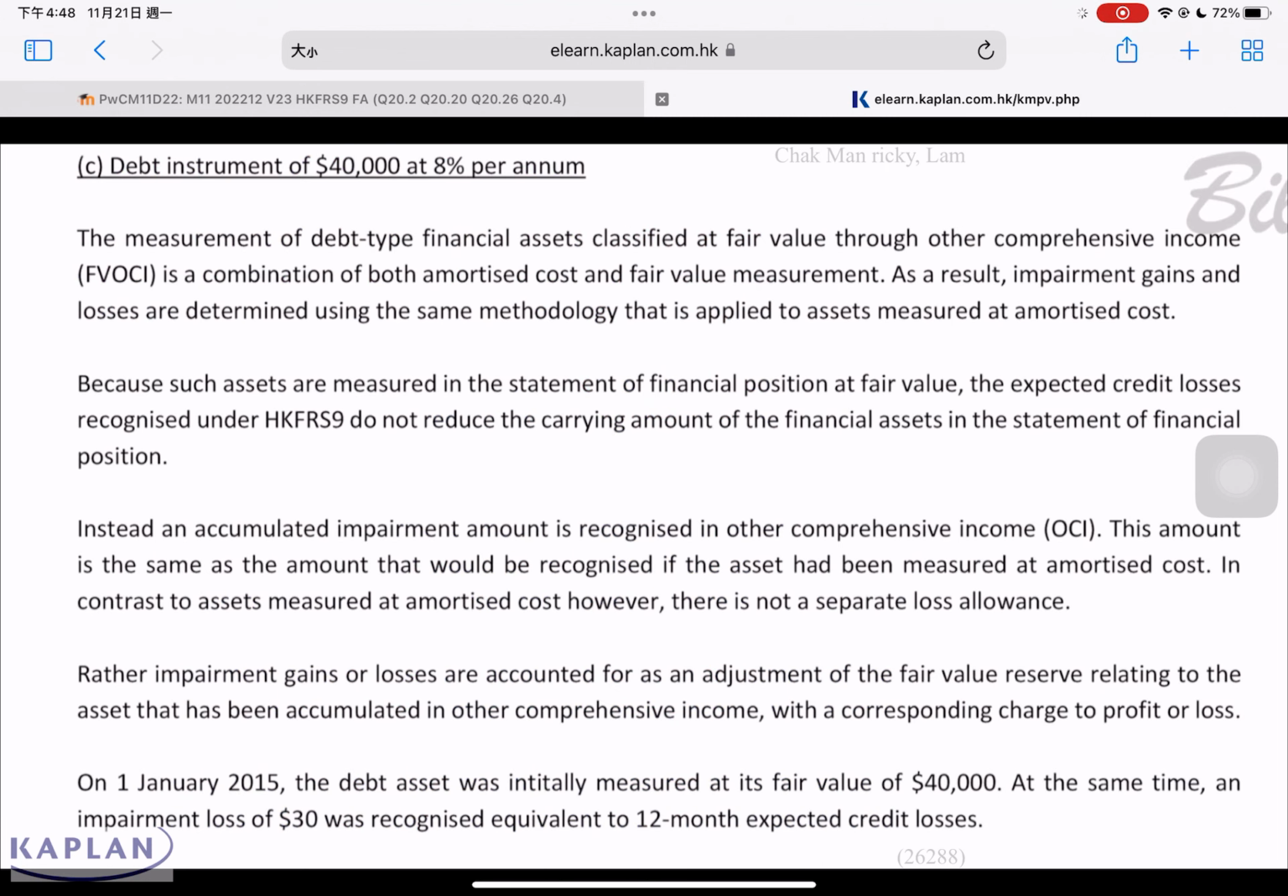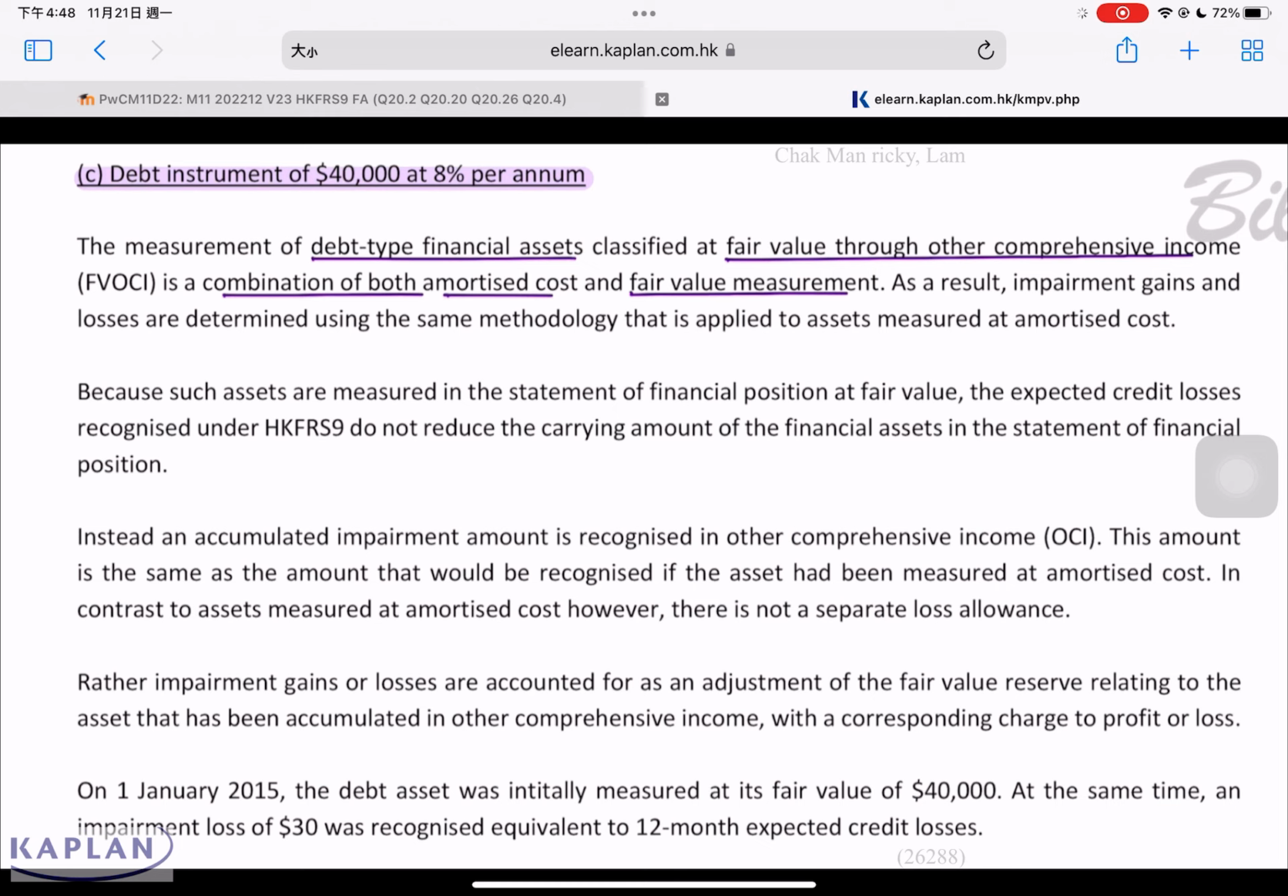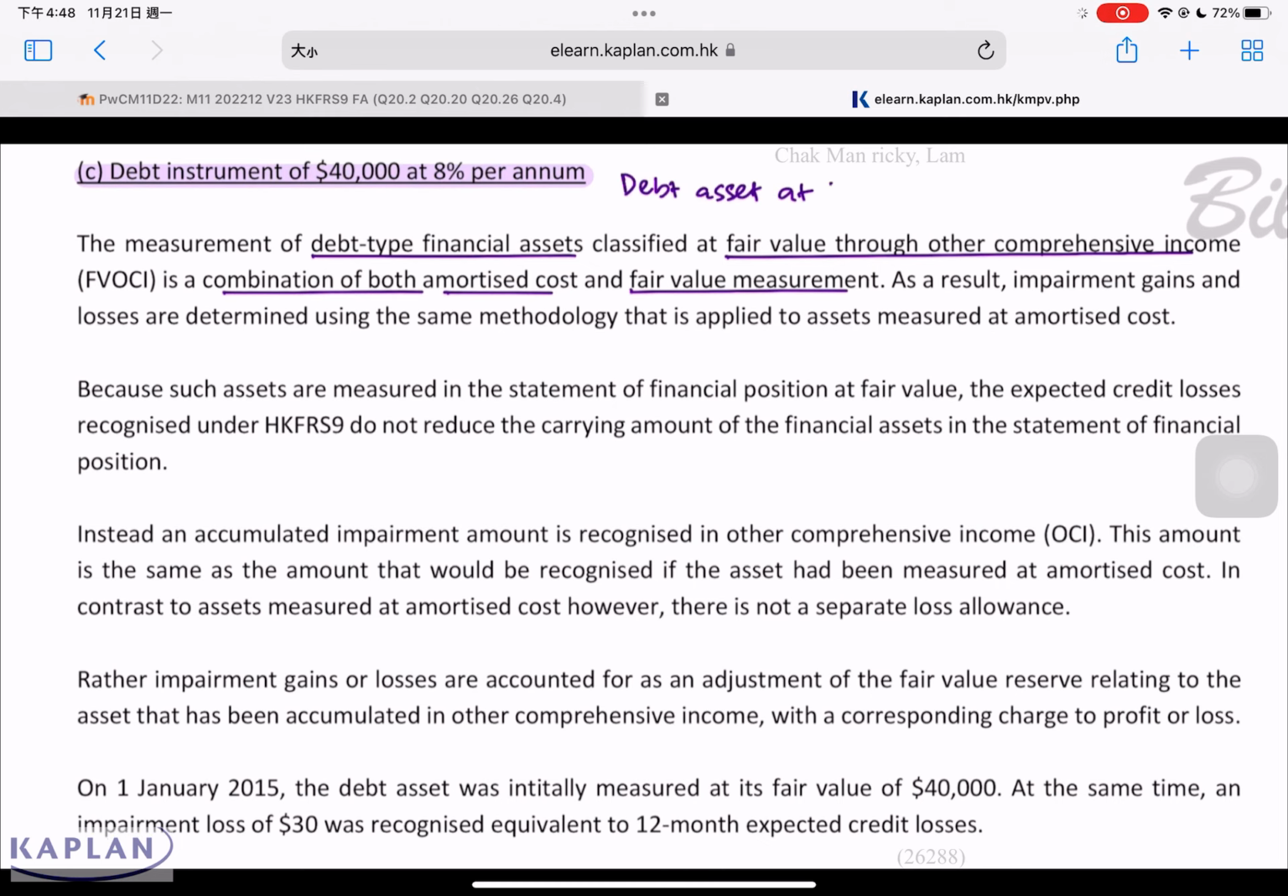Now look at the suggested answer. Part C. The measurement of debt financial assets classified as fair value through OCI is a combination of both amortized cost adjustment and fair value adjustment. Normally for debt assets at fair value through OCI, the amortized cost adjustment will go to P&L. The fair value adjustment will go to OCI. And we must account for the impairment allowance.